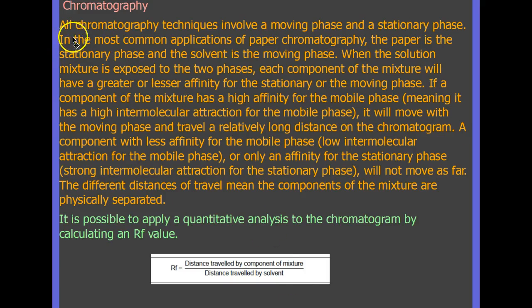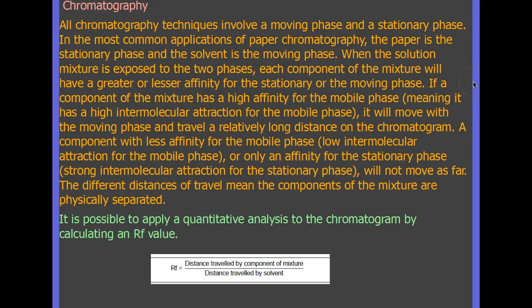Chromatography. All chromatography techniques involve a moving phase and a stationary phase. In the most common applications of paper chromatography, the paper is the stationary phase and the solvent is the moving phase. When the solution mixture is exposed to the two phases, each component of the mixture will have a greater or lesser affinity for the stationary or the moving phase.